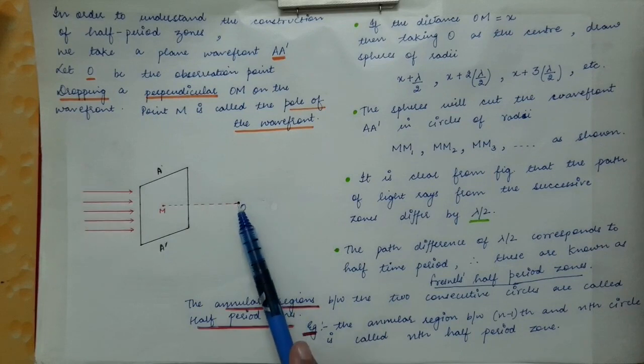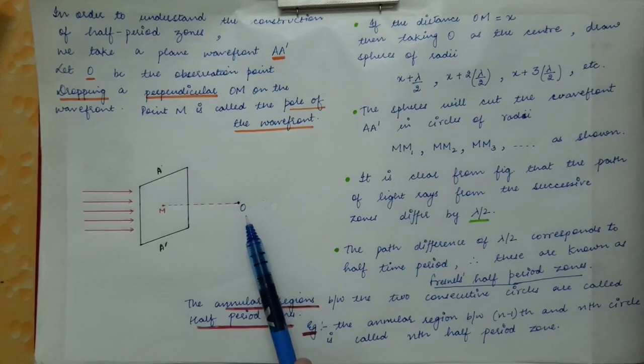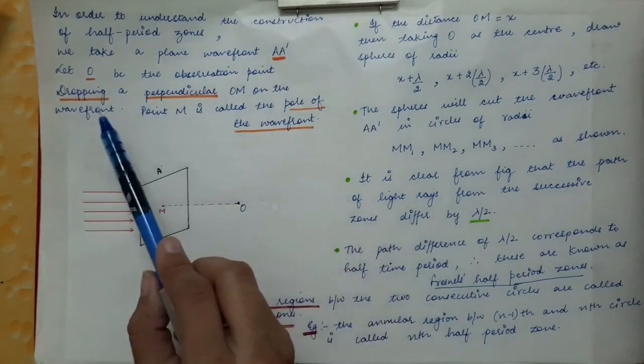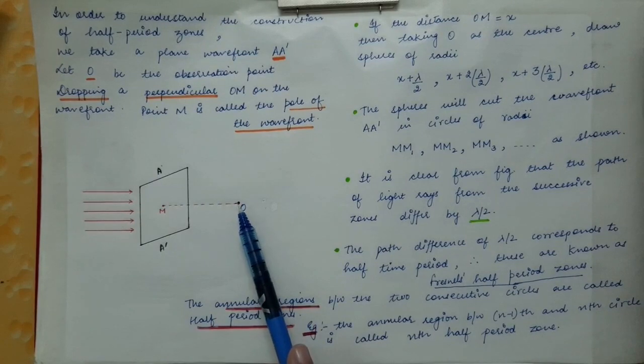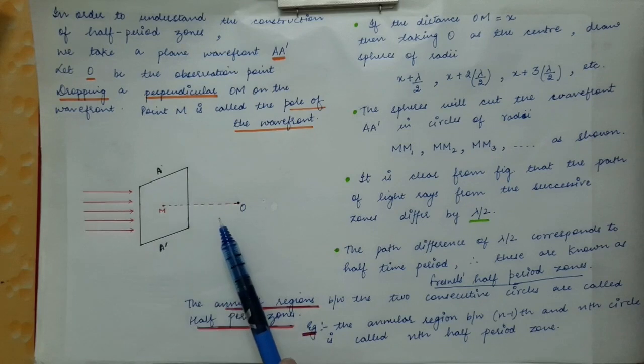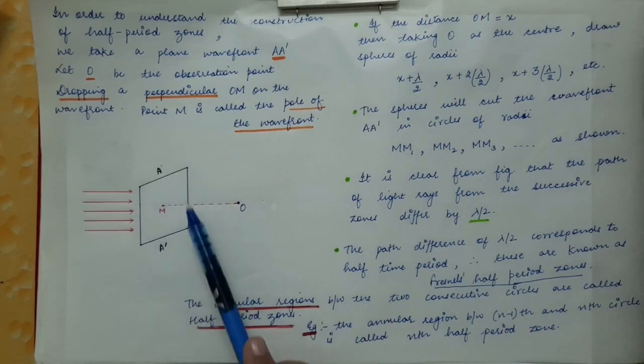So we want to find the intensity of the light at this observation point, which is on the screen. Let's say this is the observation point, represented by capital O. Now we will draw a perpendicular from this observation point on the wavefront A prime. Let's say the perpendicular strikes at the point capital M. This point M on the wavefront is the foot of the perpendicular.